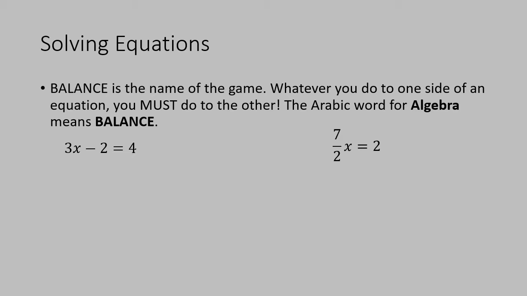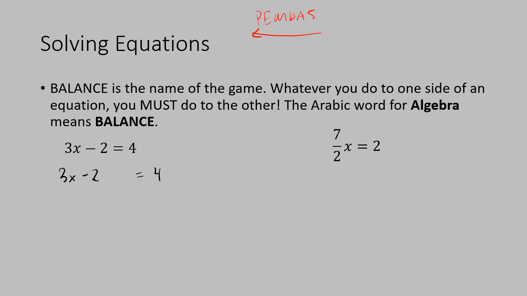So this is the same problem from the previous slide: 3x minus 2 equals 4. Now, to solve for this equation, I'm going to apply inverse operations. So the first thing I'm going to do, let's do PEMDAS, right? I'm going to go through PEMDAS backwards. So if I've got minus 2 here, I'm going to add 2 to both sides.